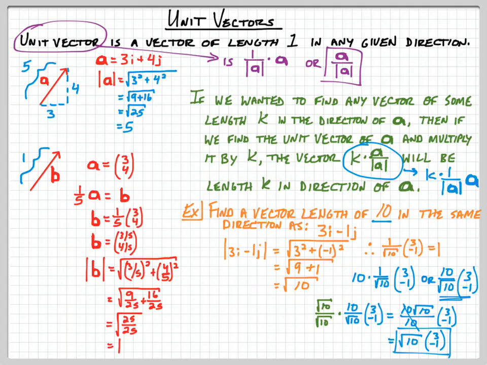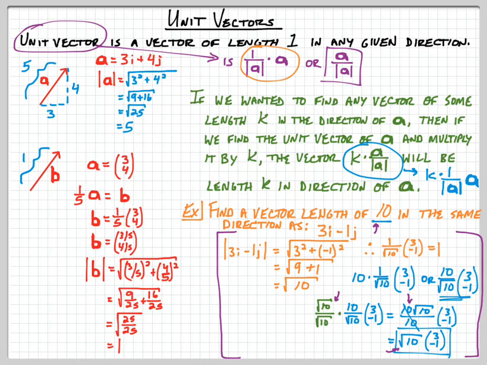Now, something to keep in mind is that this square root of 10 is not always going to be the same value as this length of 10. The reason that happened is because we had to rationalize our denominator, and our 10s canceled out. So if we wanted to find a vector of length 5 in the same direction as 3i minus 1j, then it may not cancel out and look the same way, but you would still go through this whole process to find the vector of that length.